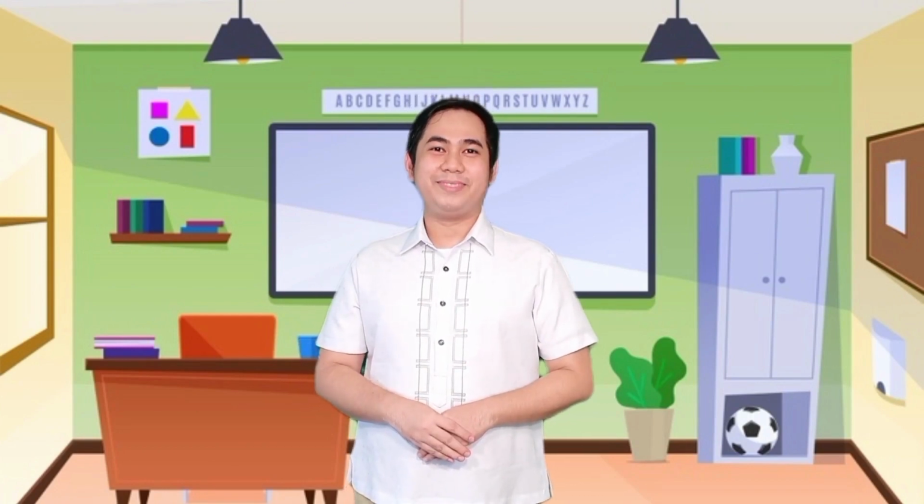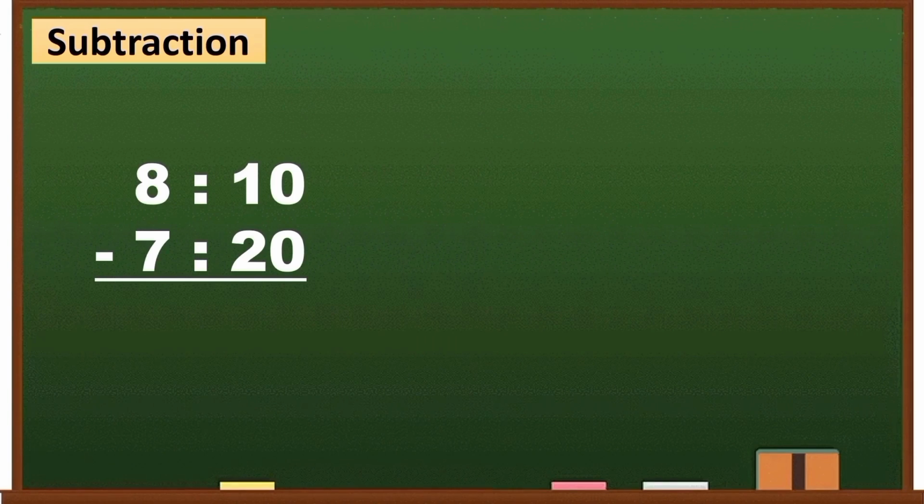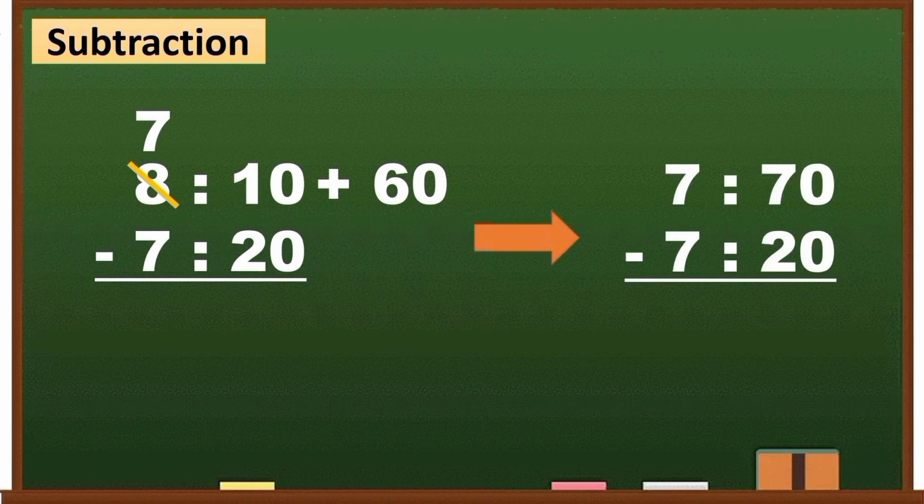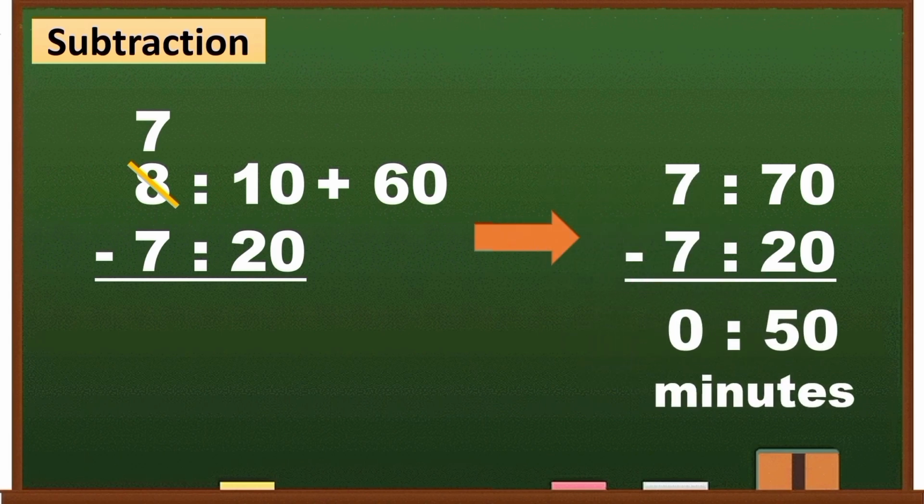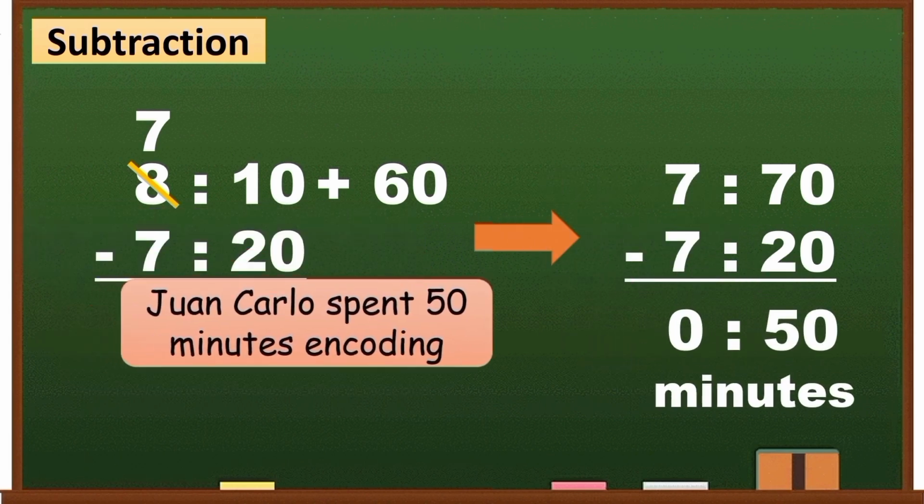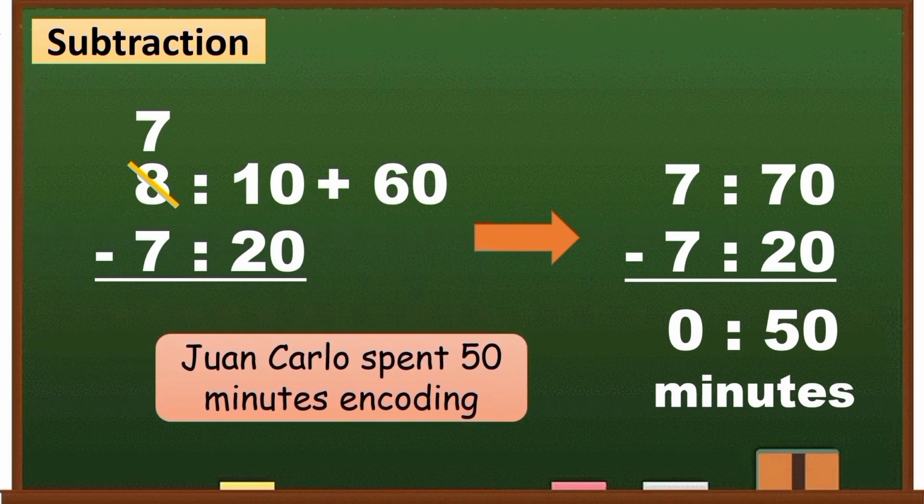Very good! Now, let's use subtraction to solve the problem. 8:10 minus 7:20. We will borrow 1 hour from 8 and add 60 to the minutes that we have. So, we have 770 minus 720 is equal to 50 minutes. Still the same answer. Juan Carlo spent 50 minutes encoding.